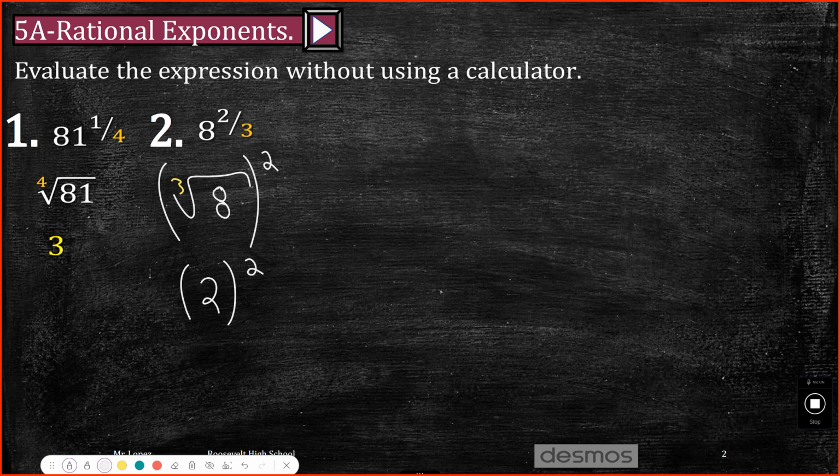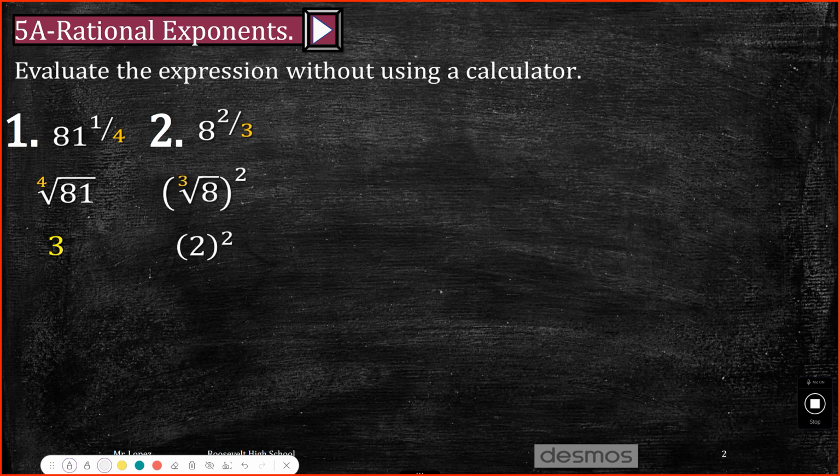And now we're going to square it. What is 2 squared? 4. 2 squared is 4, no? 2 times 2 is 4. So the answer is 4. Yes, the answer is 4. All right, next. Let me give you 2 minutes to do this by yourself.